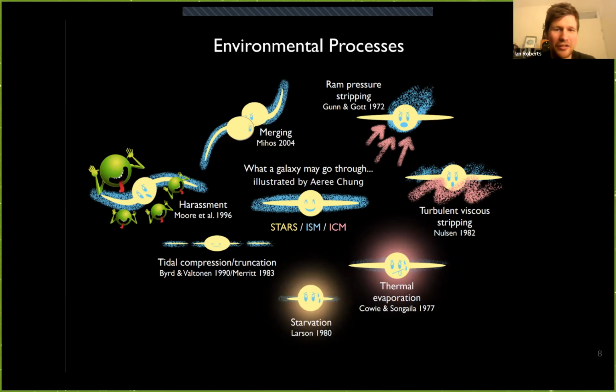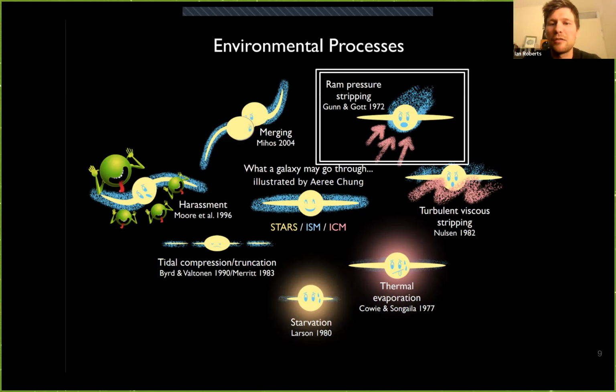Some of these processes are dynamical, gravitational interactions between galaxies. Some of these processes are hydrodynamic in nature, basically interactions between the galaxy and the intracluster medium. I'm not going to step through these one by one, but I'm going to focus on what the bulk of my talk is going to focus on, and that's the process of ram pressure stripping. The way that this works is as the galaxy is orbiting through a galaxy cluster, it encounters the intracluster medium, denoted by the salmon color here. And the relative velocity between the galaxy and the intracluster medium drives this ram pressure, which can strip gas out of the disk of the galaxy.